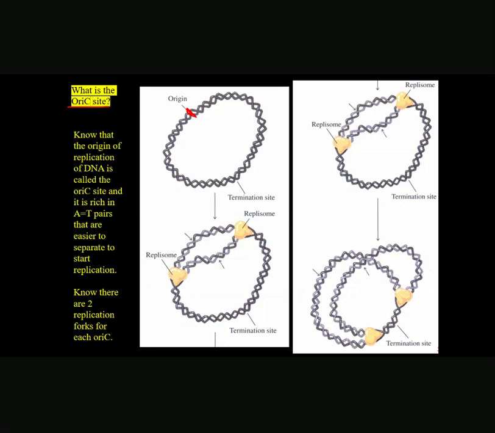So the origin is called the OriC site, the origin site. That's where we have a lot of A and T pairs. A's and T's only have 2 hydrogen bonds. C's and G's have 3 hydrogen bonds. It's much easier to separate an A from a T than a C from a G. So therefore, the origin site or the OriC site is easier to separate because it's mostly A's and T's.